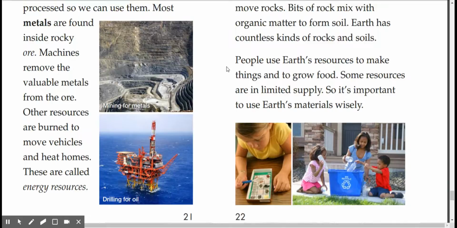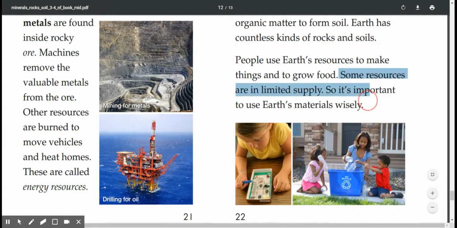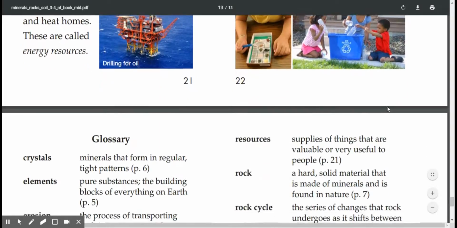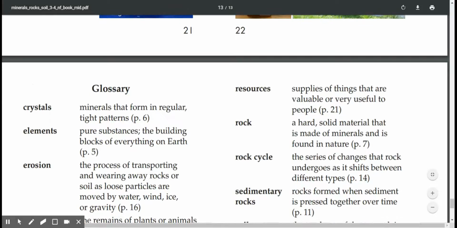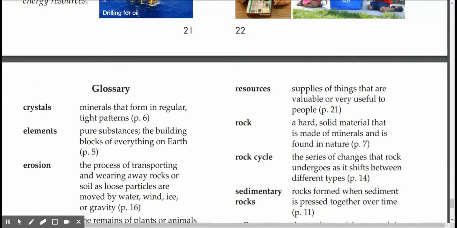Some resources are in limited supply. This is important. So it's important to use Earth's materials wisely. We can run out of things, like coal. So we need to be smart about how we use our resources. Hint, hint for the group that is doing the vocabulary term resources.